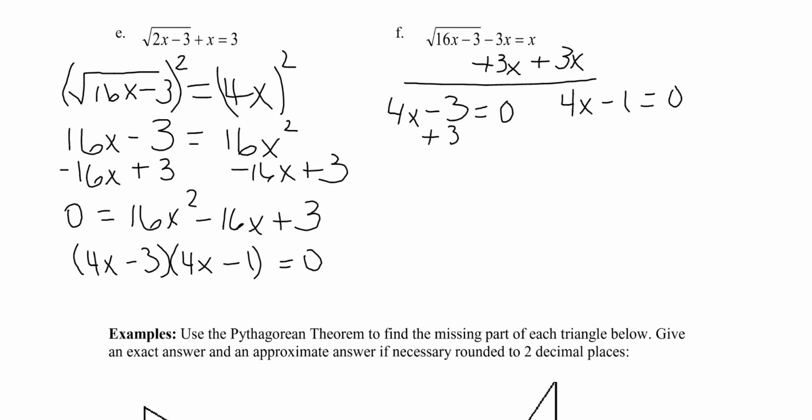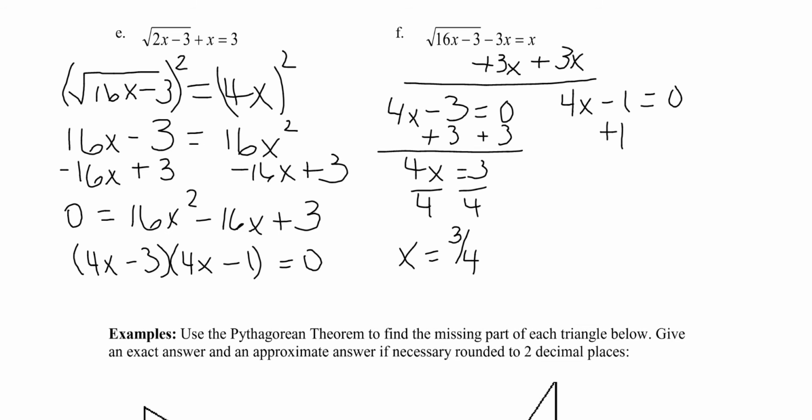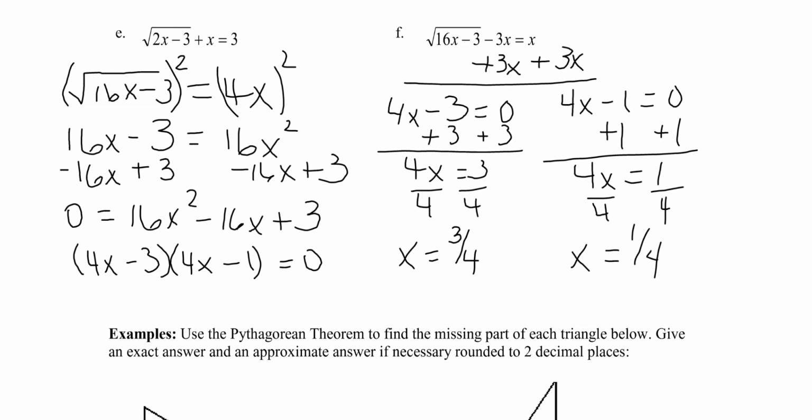Add 3 to both sides here. 4x equals 3. Divide by 4. x equals 3/4. Here we'll add 1 to both sides. So we get 4x equals 1. Divide by 4. So x equals 1/4. And then you would want to check both of these, and they do both work. So go ahead and check them yourself to confirm that.